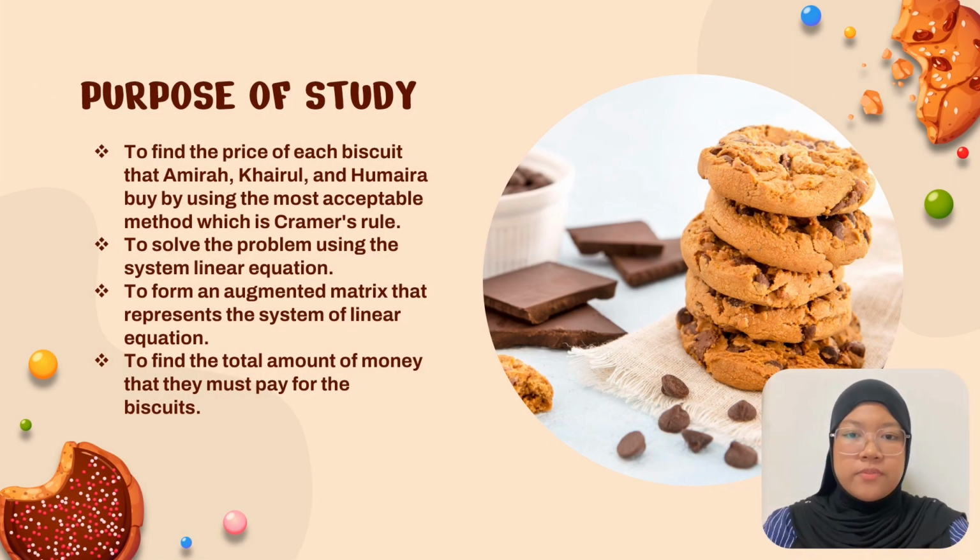For the purpose of the study, the first one is to find the price of each biscuit that Amira, Khairul and Humaira buy by using the most acceptable method, which is Cramer's rule. The second one, to solve the problem using the system of linear equations. The third one, to form an augmented matrix that represents the system of linear equations. And the last one is to find the total amount of money that they must pay for the biscuits.